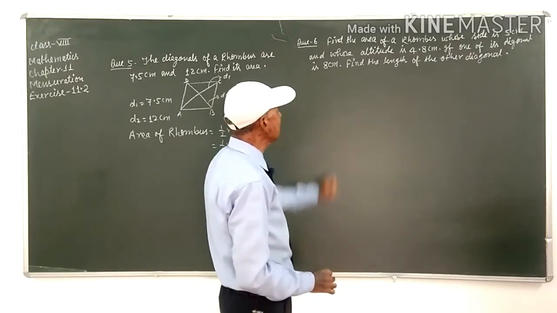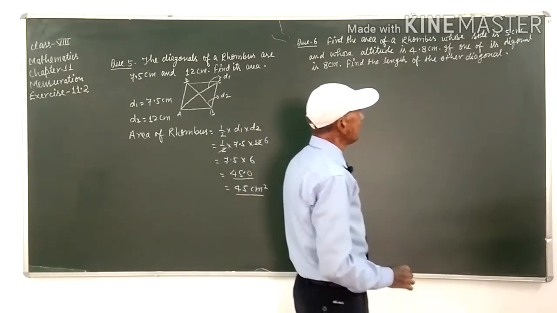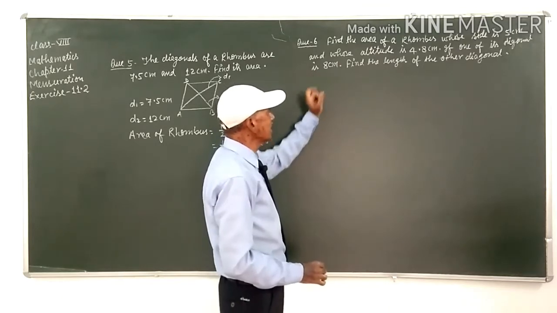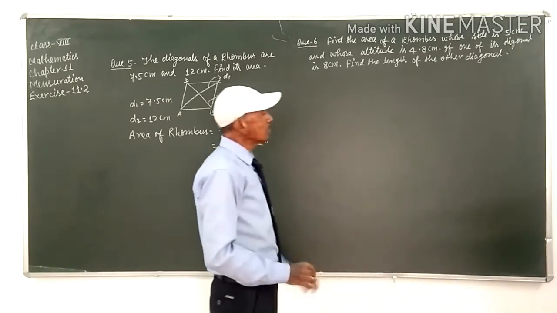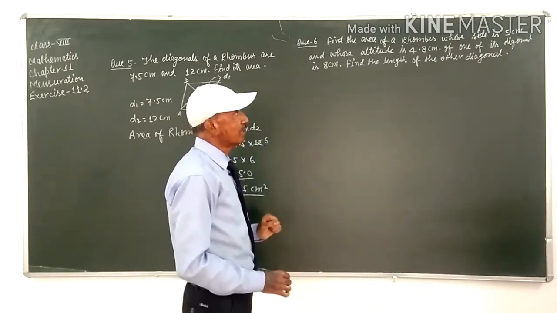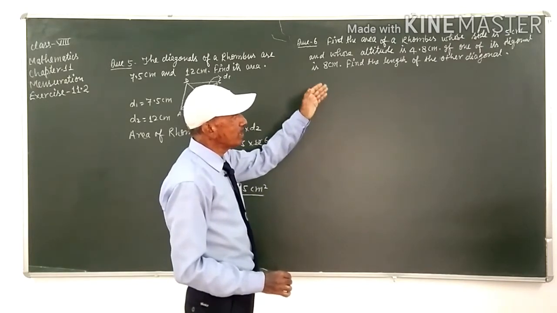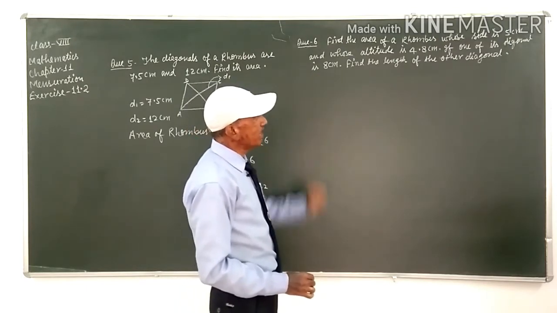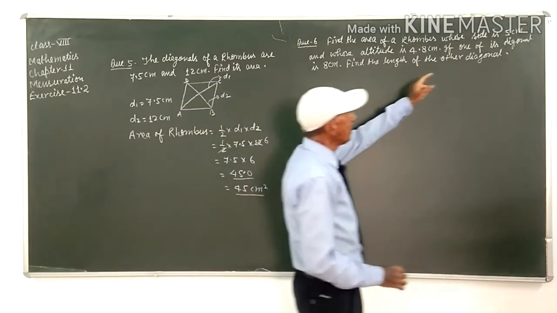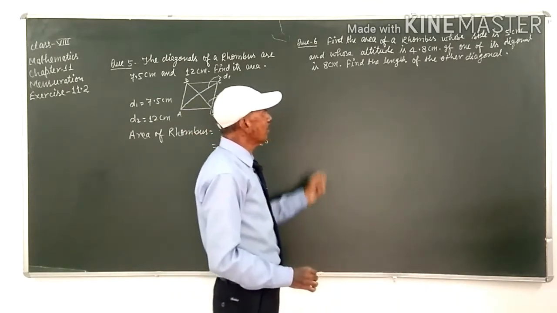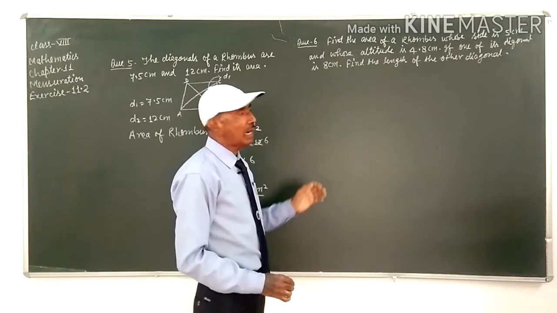Student, this is question number 6, and in this question find the area of a rhombus whose side is 5 centimeter and whose altitude is 4.8 centimeter. If one of its diagonal is 8 centimeter, find the length of the other diagonal. So student, side of the rhombus is given here, and altitude from one vertex to the side is 4.8 centimeter, that is perpendicular height. One diagonal is also given, and now we have to find out the other diagonal of the rhombus.